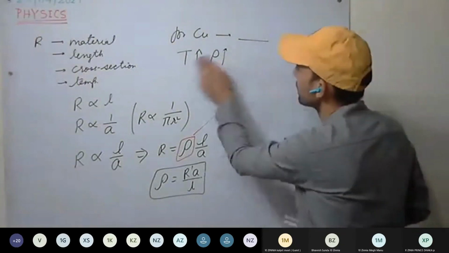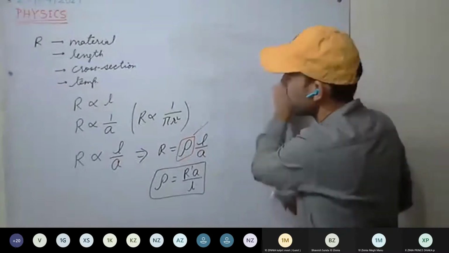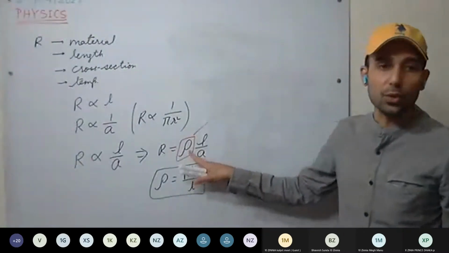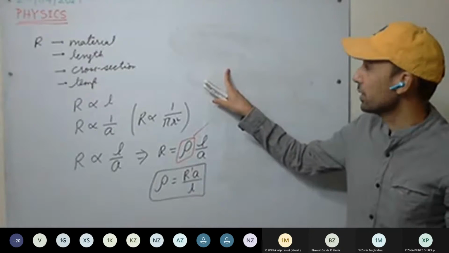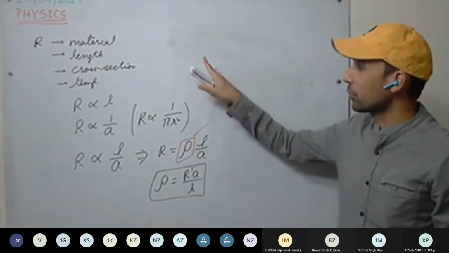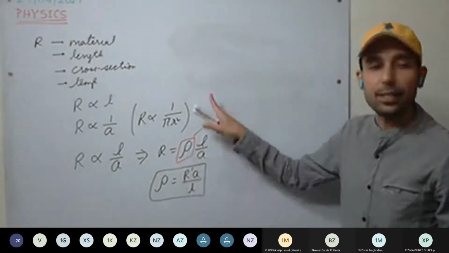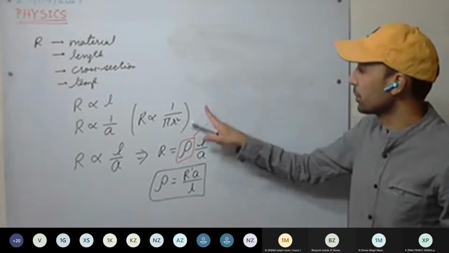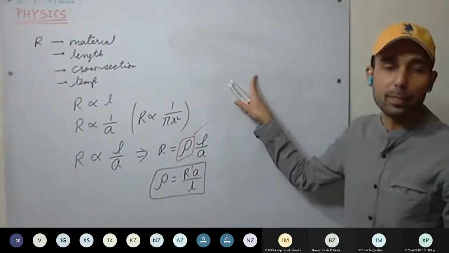This is clear? So resistivity is constant for each material at a particular temperature. Okay, and what is it? It is a characteristic, a property of the material. It depends on the material of the conductor.